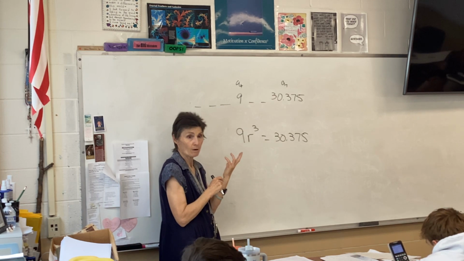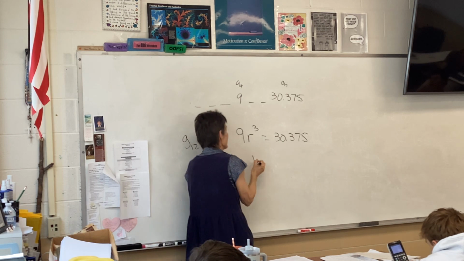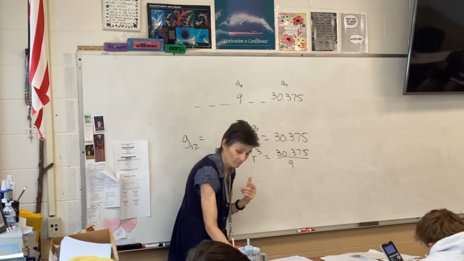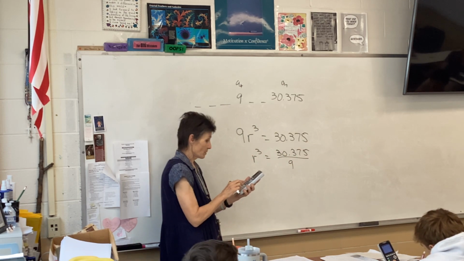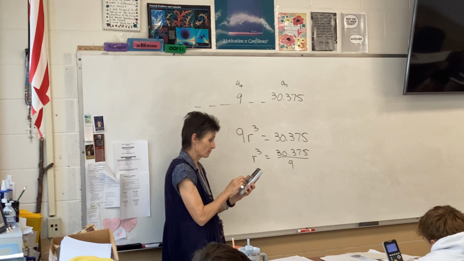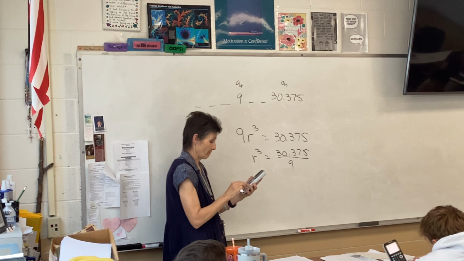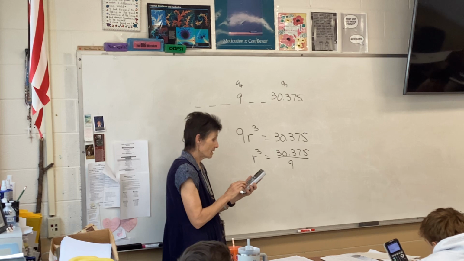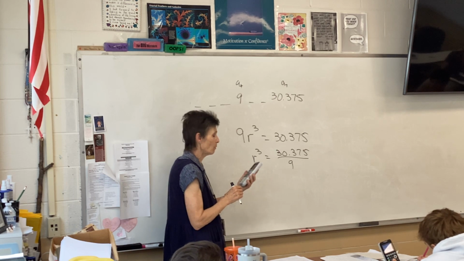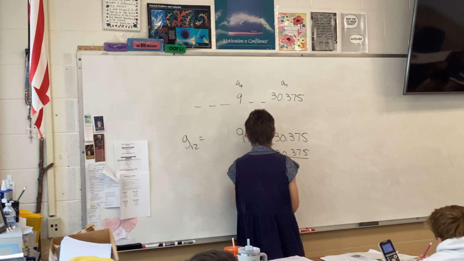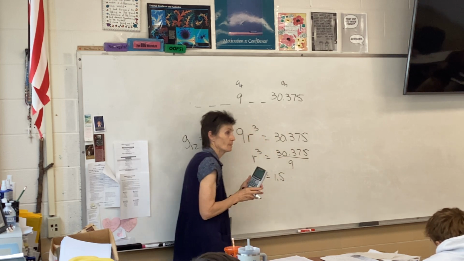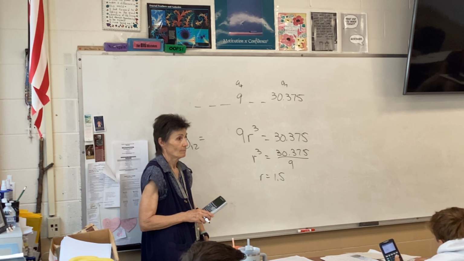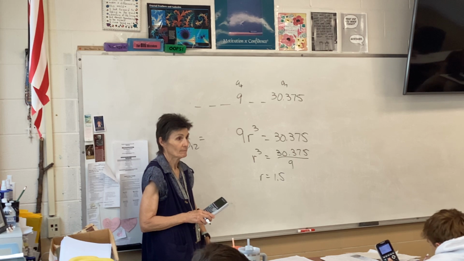So can I figure out what r is? Yes. So r cubed is 30.375 divided by 9. So I need the cube root of 30.375 divided by 9. Oh gosh, did you get 1.5? That's nice. Is that okay with everyone?